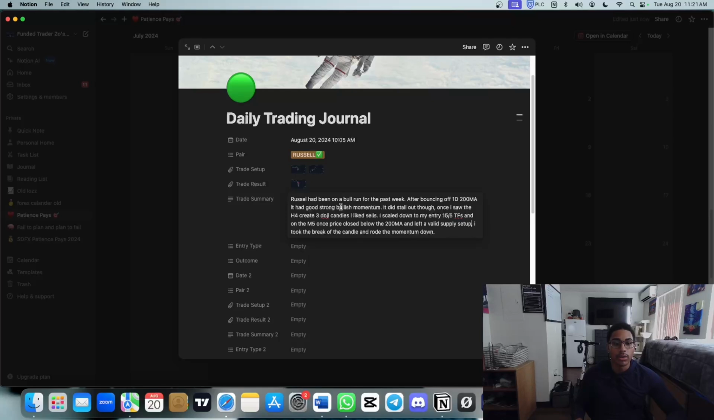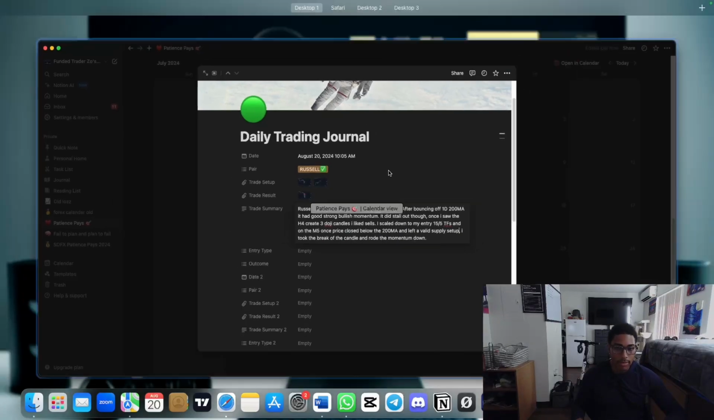It did stall out though. Once I saw the H4 created 3 doji candles, I like sells. I scaled down to my entry 15-5 time frames, and on the 5-minute, once price closed below the 200 MA and left the valid supply setup, I took the break of the candle and rolled momentum down.